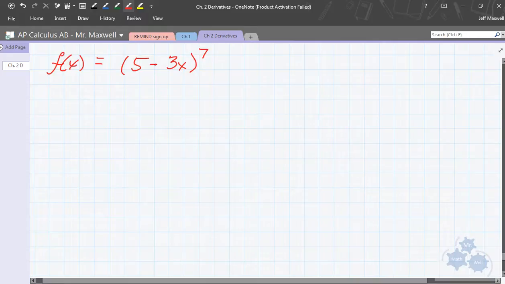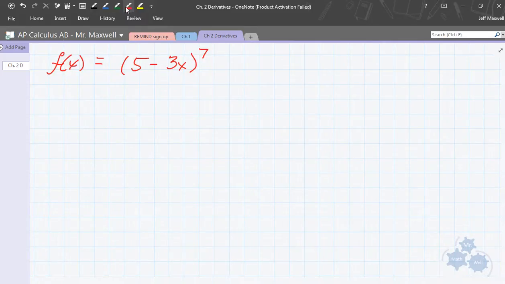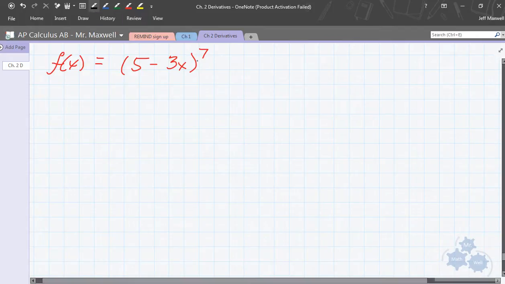So chain rule is going to be pretty simple. All right, so the layers. Let's go after the layers. The first layer is going to be all of this to the power of 7. Everyone see that? That's the first layer. The inside layer is then this 5 minus 3x. So there are 2 layers.